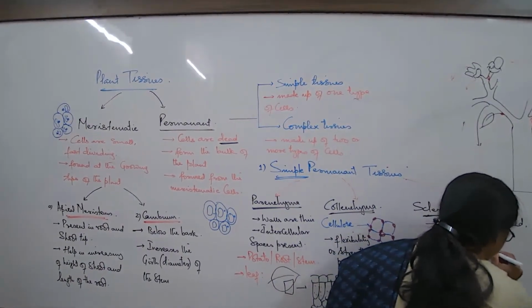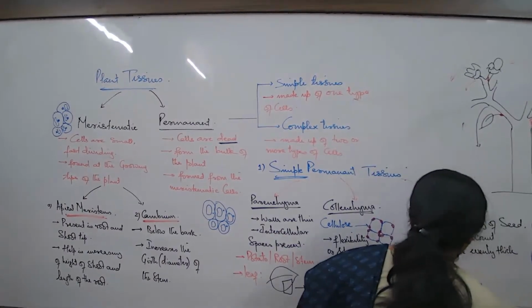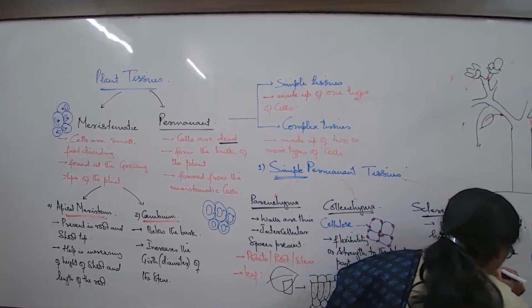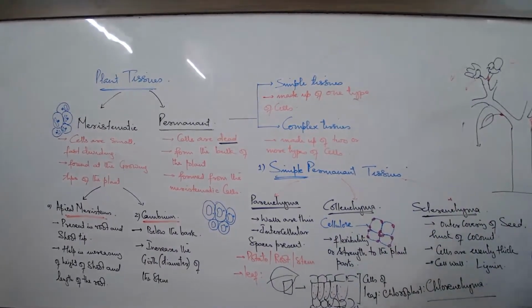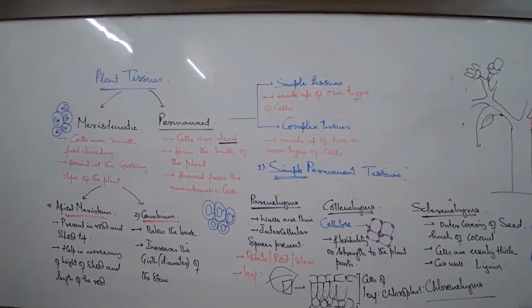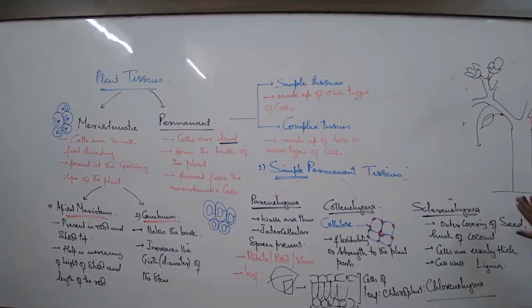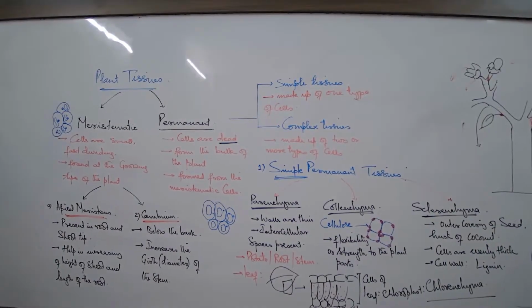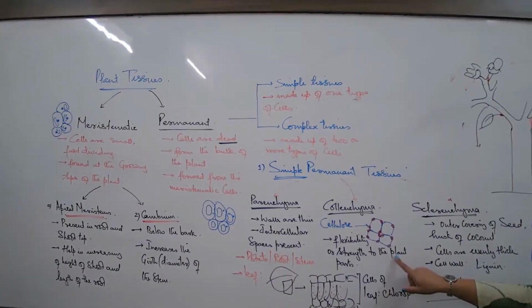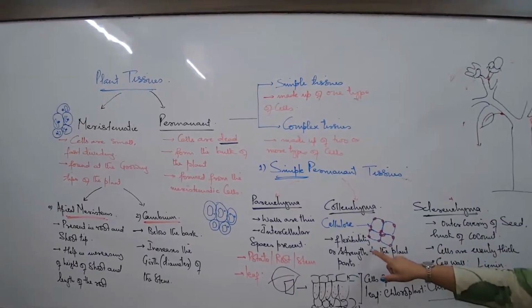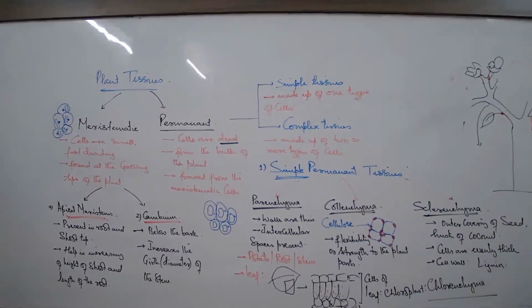Cells are evenly thick. All throughout the cell is thick, and the cell wall is made up of a very thick substance. What is this substance known as? This substance is known as lignin. Lignin. So it is only for the sclerenchyma that the cell wall is made up of lignin. Then what about the cell wall for the collenchyma? Cellulose. What about the cell wall for the parenchyma? Cellulose. Very thick, thick at the corners and evenly thick.